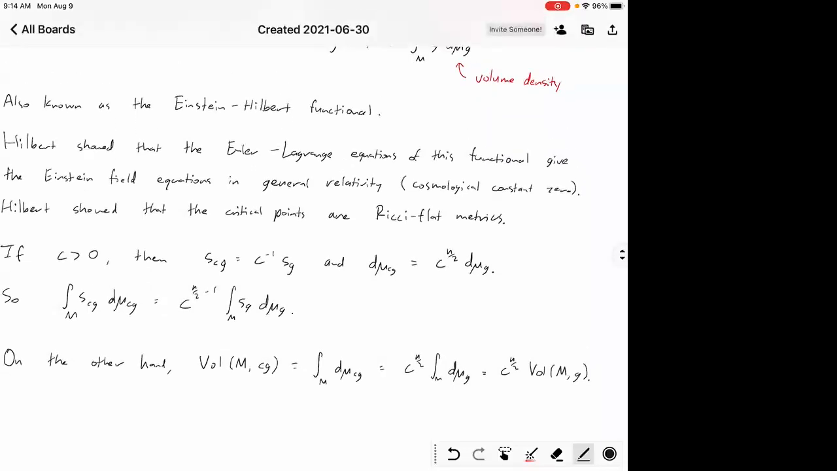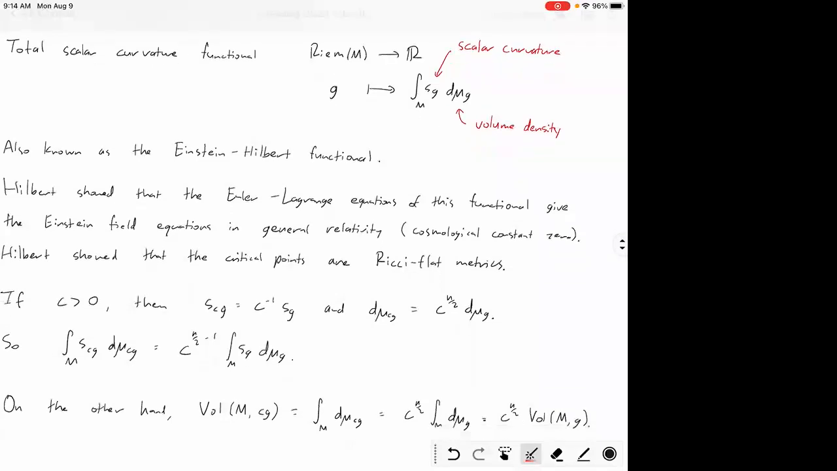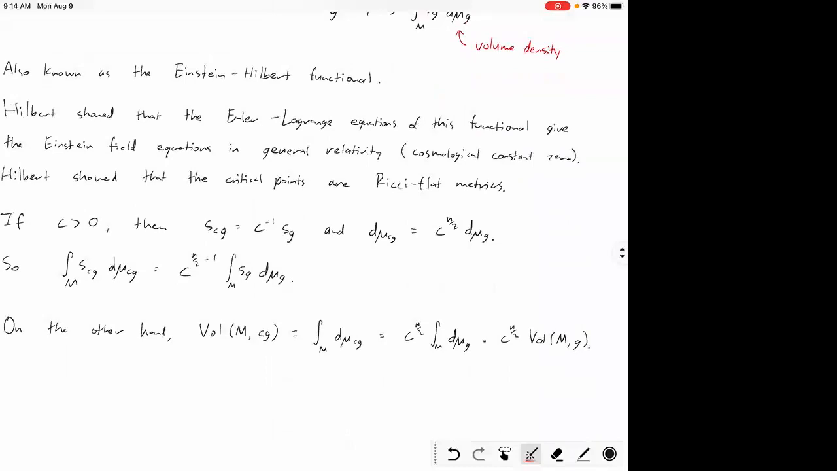So what we'd like to do is simplify this functional a little bit. We want to remove the dependence on this rescaling, because from the geometric point of view, a metric and a constant times the metric aren't really that different. So we want to normalize this functional so that rescaling by a constant doesn't change its values, and we can forget about the difference between g and c times g. We're going to do it by combining our initial functional with the volume.